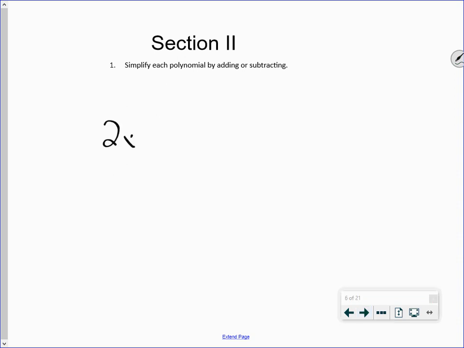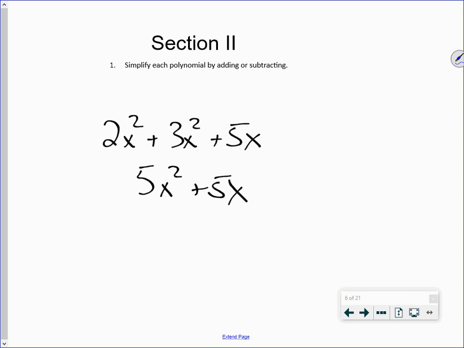So 2x squared plus 3x squared plus 5x here. That'll be 5x squared, plus 5x. The like terms can be combined, but the exponent does not change. This has a different exponent here. It's to the first power. Remember, that's the implied number, and so these two cannot be combined.